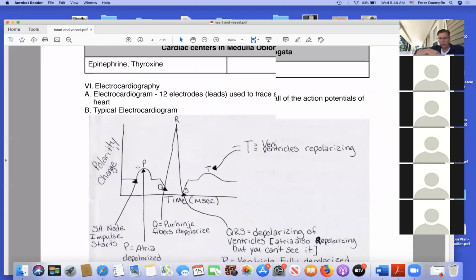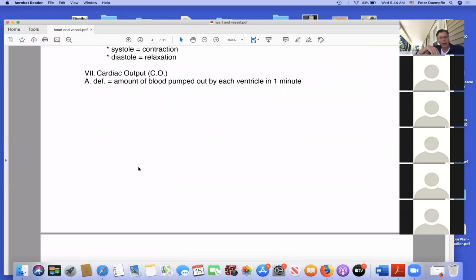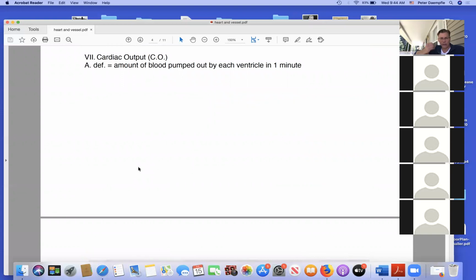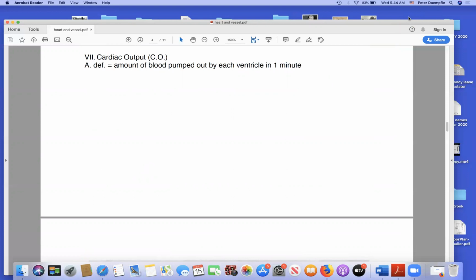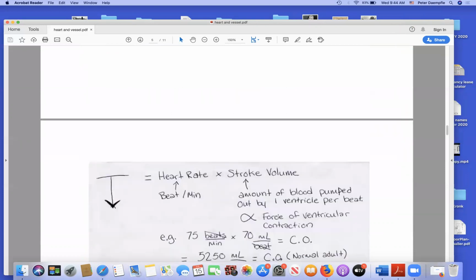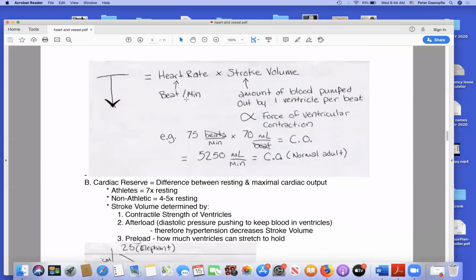And this is just to give you a little remembrance of that. Your cardiac output really gives you how healthy your heart is. How much blood do you pump out by each ventricle in 1 minute? How you figure that out is you multiply the heart rate times the stroke volume. What does that mean? The heart rate is your beats per minute. That's what we just figured out. And your stroke volume is the amount of blood pumped out by the heart, in other words, by one ventricle per beat.